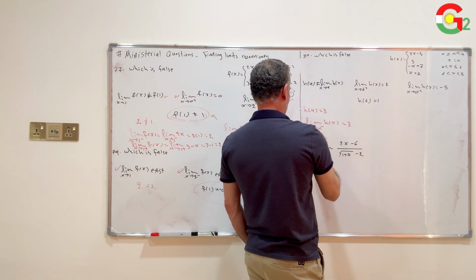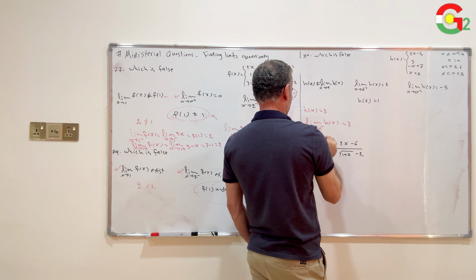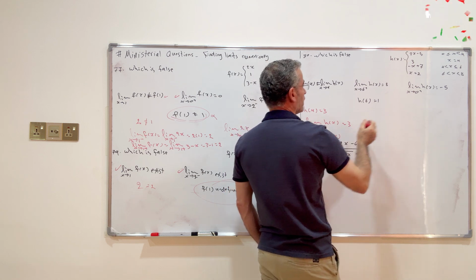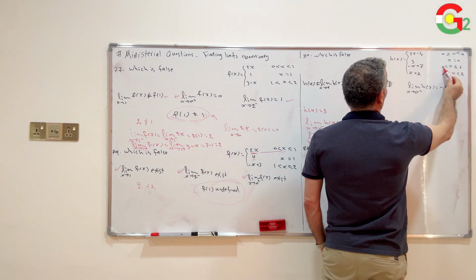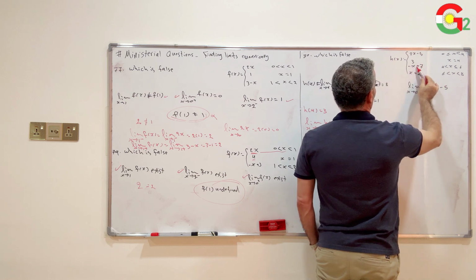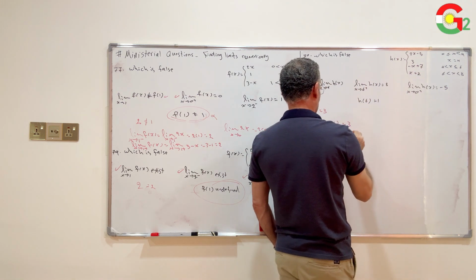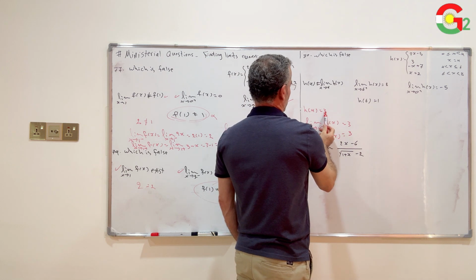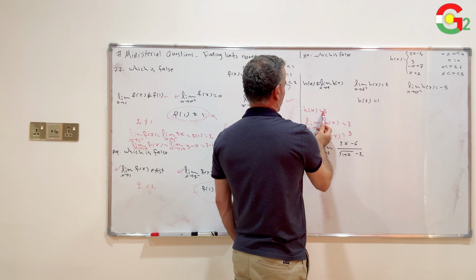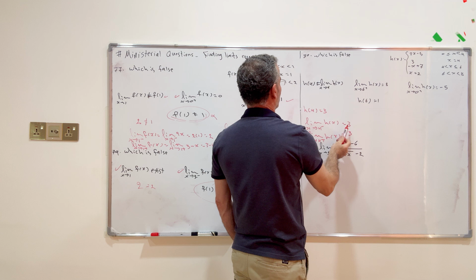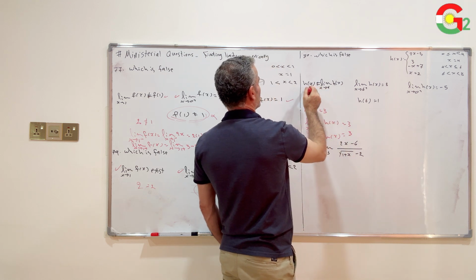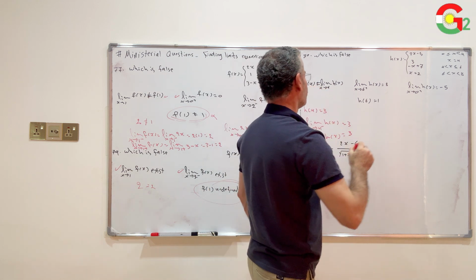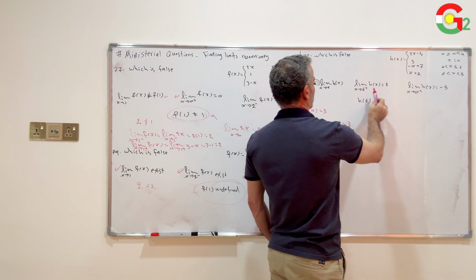Let me find the limit when x approaches 4 from right. From right, it means when x is greater than 4: negative 4 plus 7, it is 3. It is also 3. Then h of 4 is equal to the limit at 4. This statement is false. Let me check the second one.